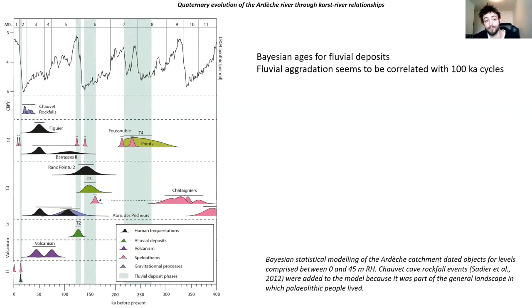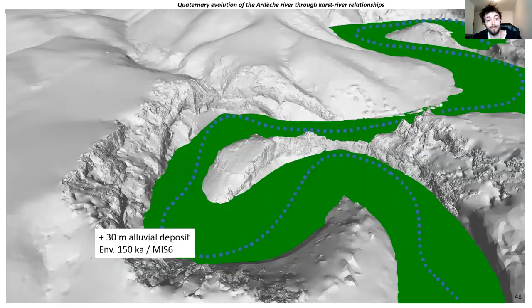So, this model helped us to understand the landscape evolution of the entrance of the Ardèche River. For example, here we are at the T3 level, which is 30 meters above the current Talweg. At this stage, when we do a 3D reconstruction, we don't see the Pont d'Arc arch in the landscape, which means it was not existent in the archaeological landscape. It was dated to marine isotopic stage 6.